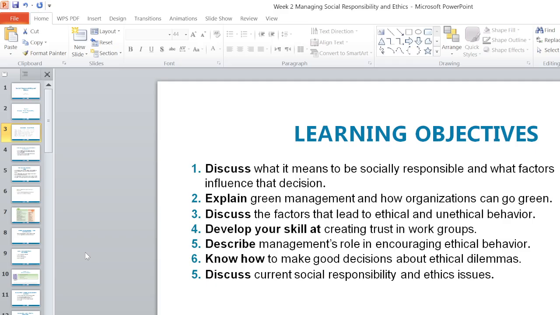Discuss the factors that lead to ethical and unethical behavior. Develop your skills at creating trust in work groups. Describe management's role in encouraging ethical behavior and the know-how to make good decisions about ethical dilemmas. Discuss current social responsibility and ethics issues.